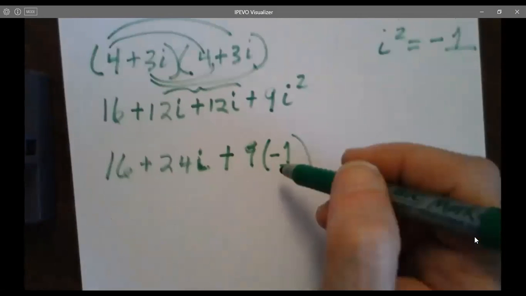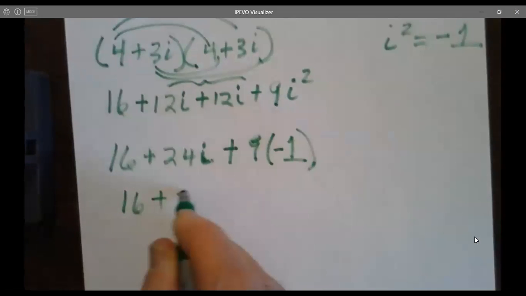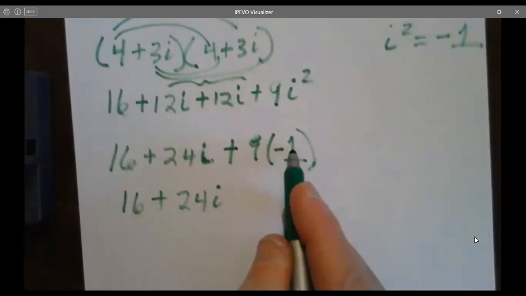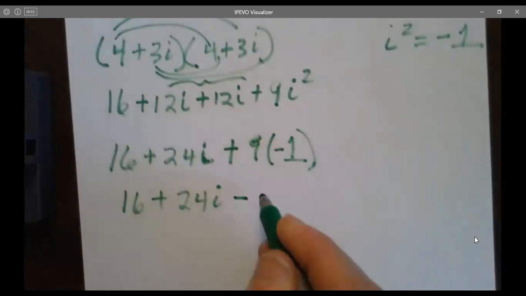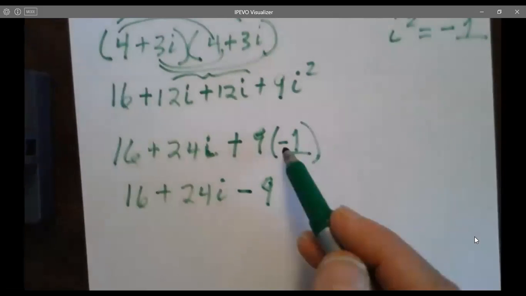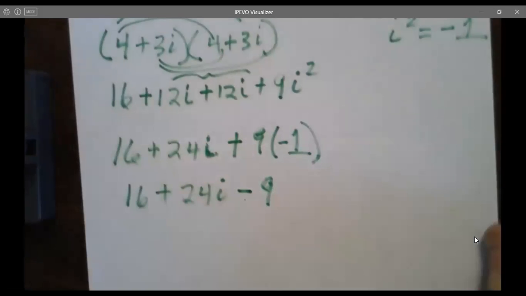Okay, so that'll be 16 plus 24i. So 9 times negative 1, that'll be negative 9. Okay? So that i squared changes to a negative 1, and 9 times negative 1, that changes that 9 to a negative 9.